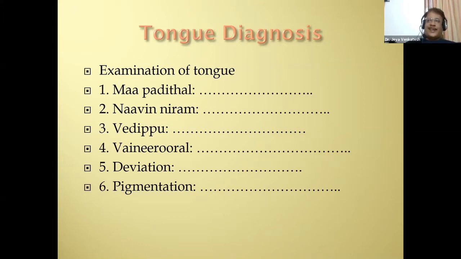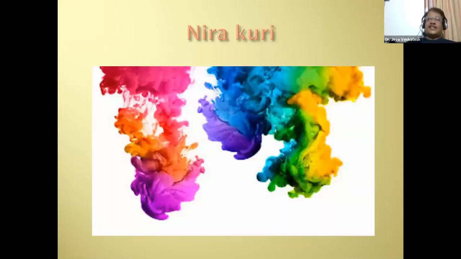The 6 parameters are used for tongue diagnosis. It shows whether the patient is affected by Vata humor or Pitta humor or Kapha humor. This is a simple presentation of what the modes of our diagnosis are and how we are treating the patient.